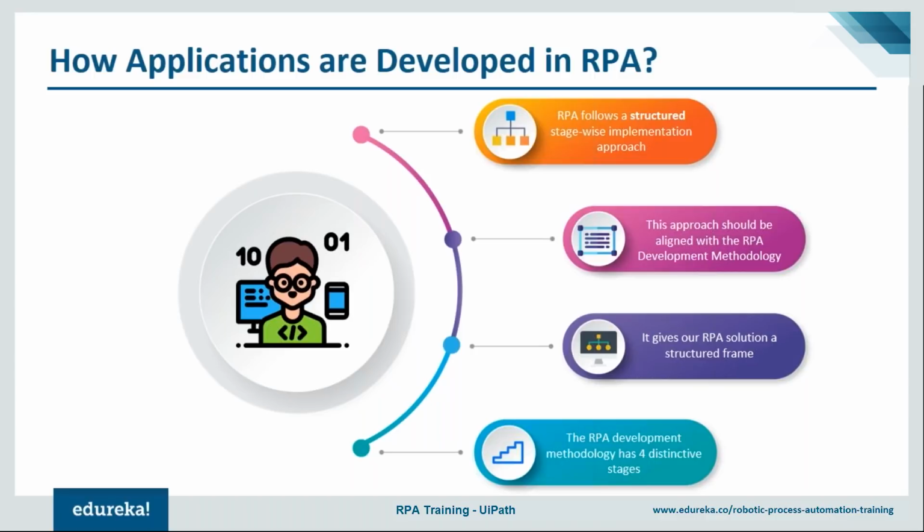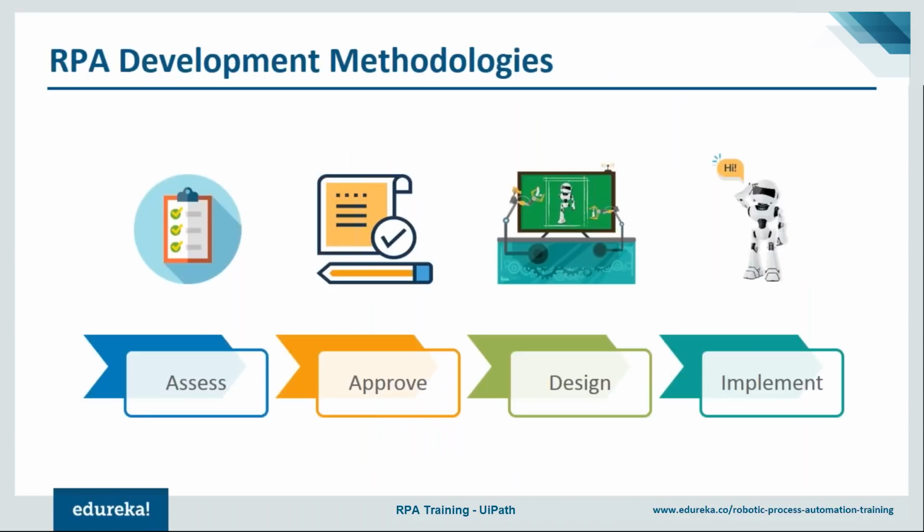The RPA development methodology has basically 4 distinctive stages. These 4 stages are the things which every project goes through, even if you realize it or not. So let's see what these 4 stages are. You first have to assess, then you approve, then you design, and then you implement, to actually create an application in RPA.